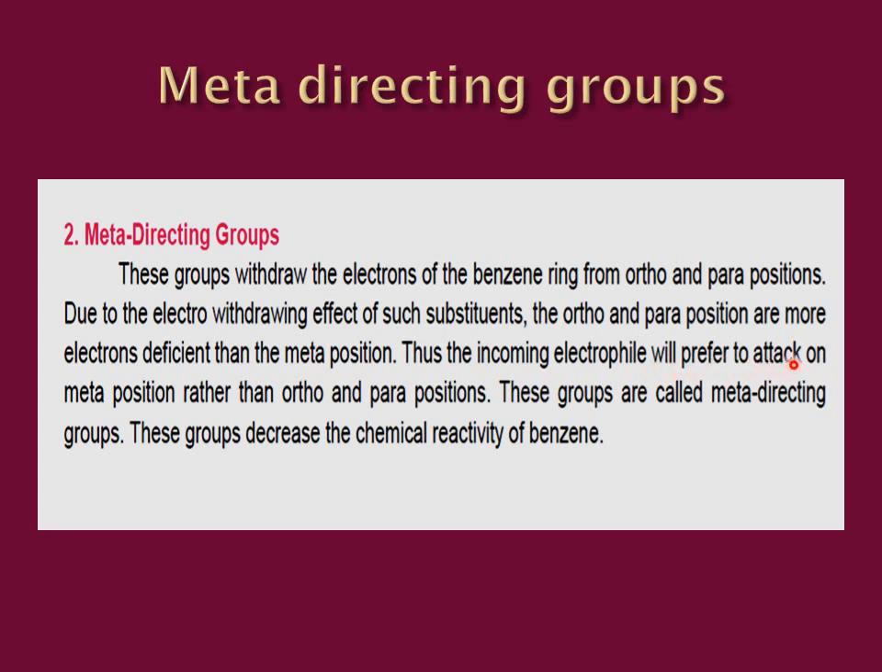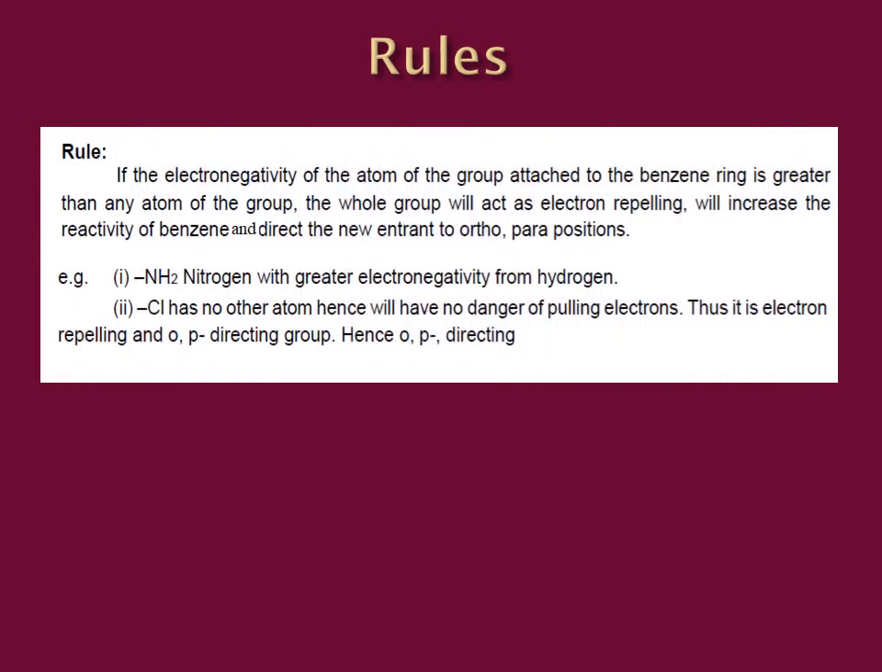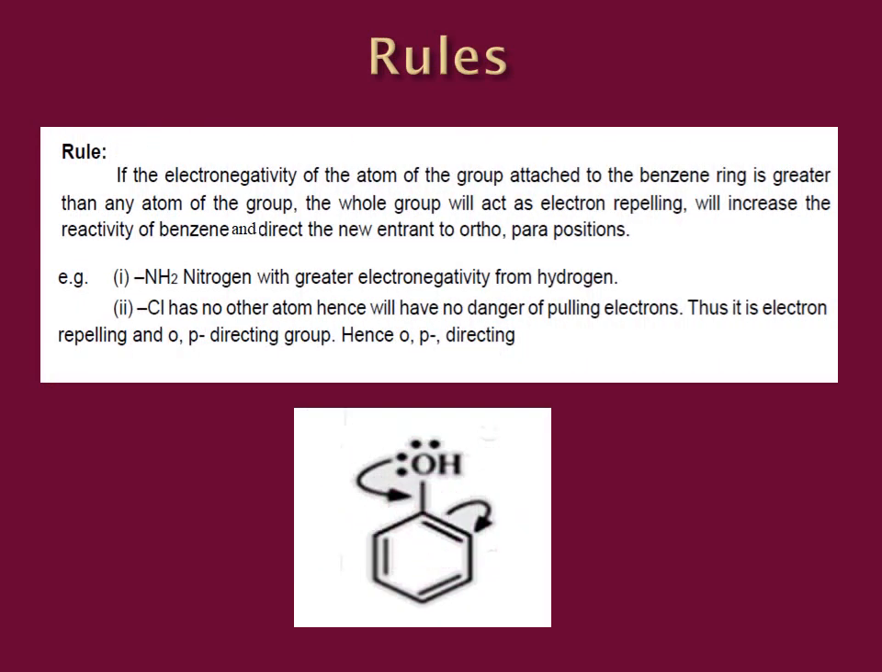Now students, let us study some rules on the basis of which we assign some groups as ortho-para directors and others as meta-directing groups. Now students, here are the rules for ortho-para directing groups. If the electronegativity of the atom of the group attached to the benzene ring is greater than any other atom of the group. Students, consider phenol as an example.